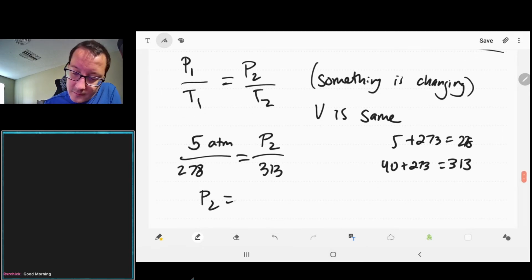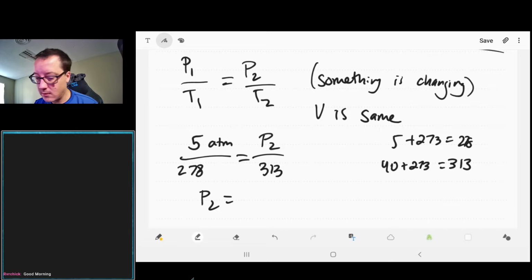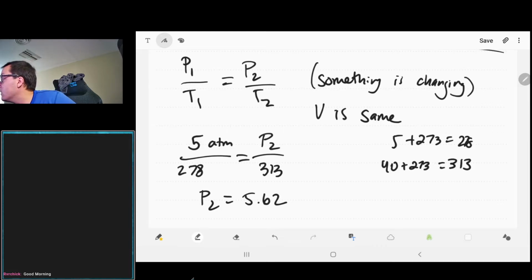Solving for P2: 5 times 313 divided by 278. We have 5.62. What is our potential answer? 5.63. Yeah, okay, because it was 5.29. So we'll round it to 5.63. Good enough. Remember, in multiple choice, rounding is fine.